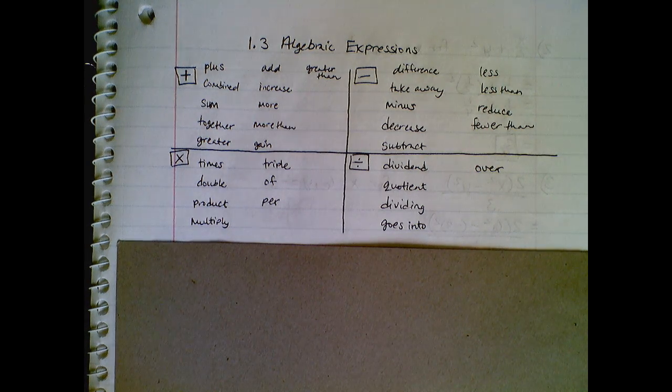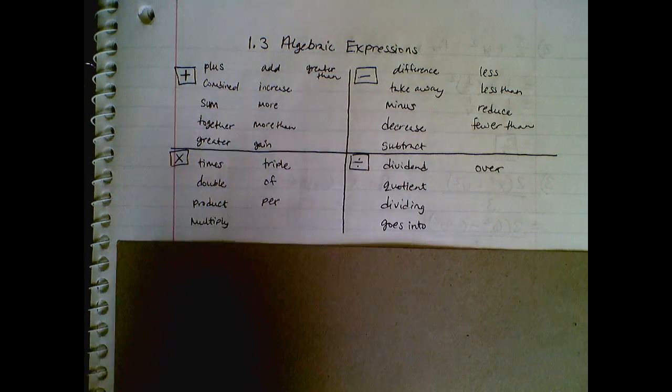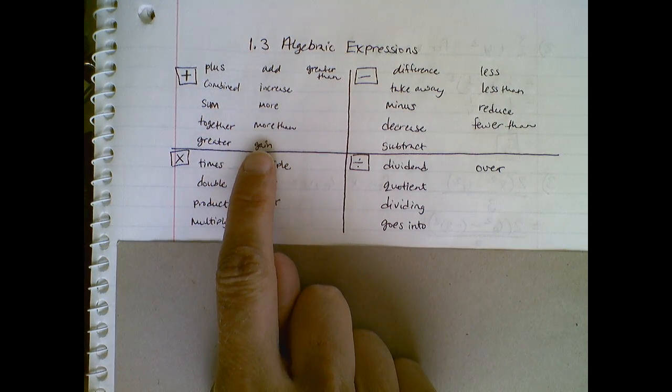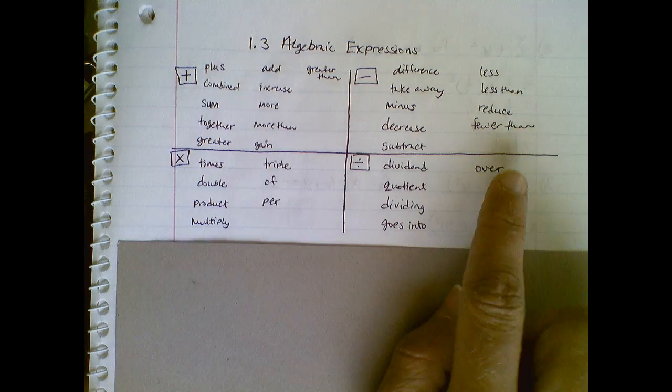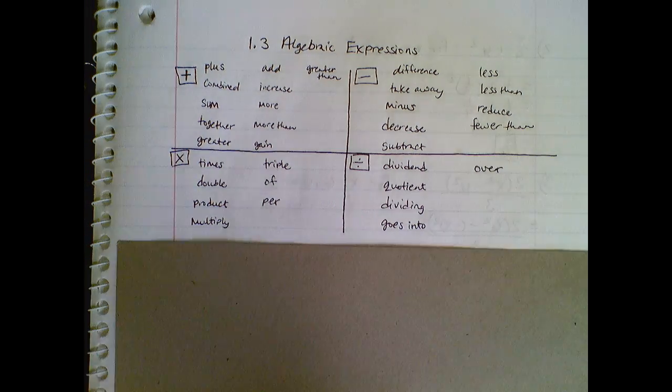Hello, today's section is 1.3 Algebraic Expressions. I have this table for you that I'd like for you to put into your notes. You'll notice in the upper left-hand corner all these words mean addition, multiplication, subtraction, and division.